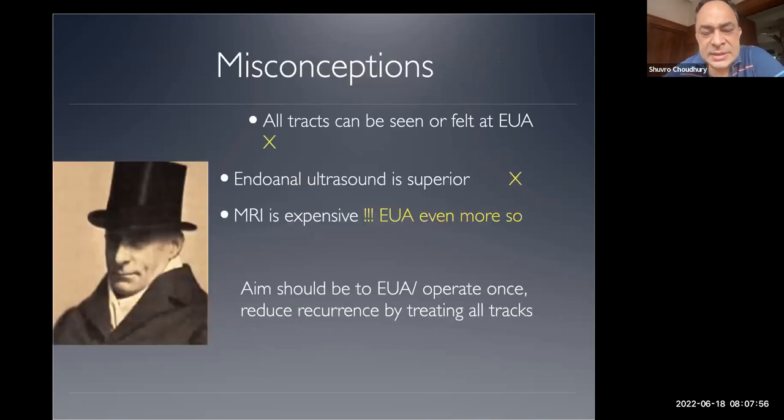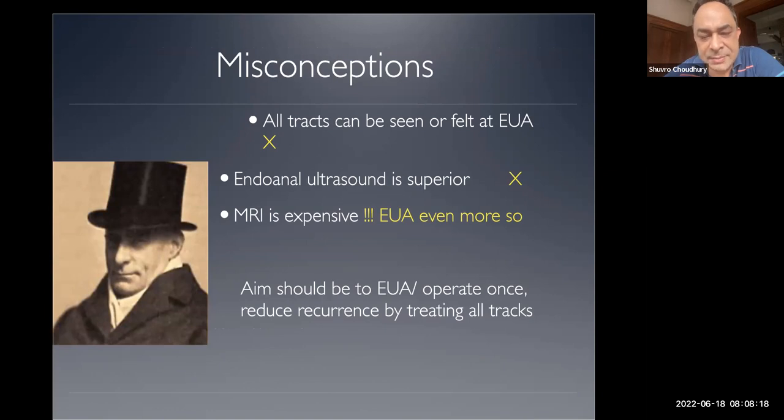And there are some misconceptions, like all tracts can be seen or felt at EUA. That's a wrong conception. Endoanal ultrasound is superior. That is wrong. I used to do this myself with hydrogen peroxide, and I can tell you from personal experience that it is not. And MRI is expensive, okay? And examination under anesthesia is even more expensive.